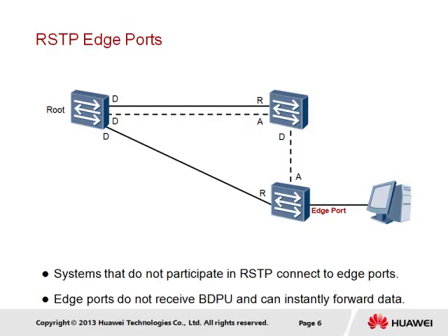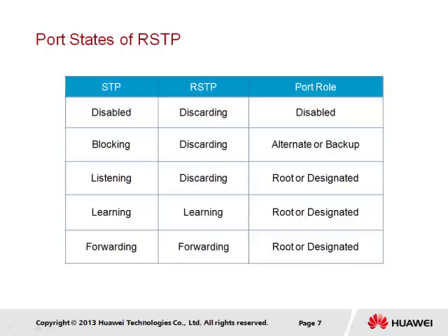In the event, however, that the edge port happens to receive configuration BPDU for whatever reason, the edge port will lose its status and transition to a common STP port and go through the STP convergence process. Whilst edge ports are a feature of RSTP, it is also possible to apply this feature in STP when using Huawei switches.